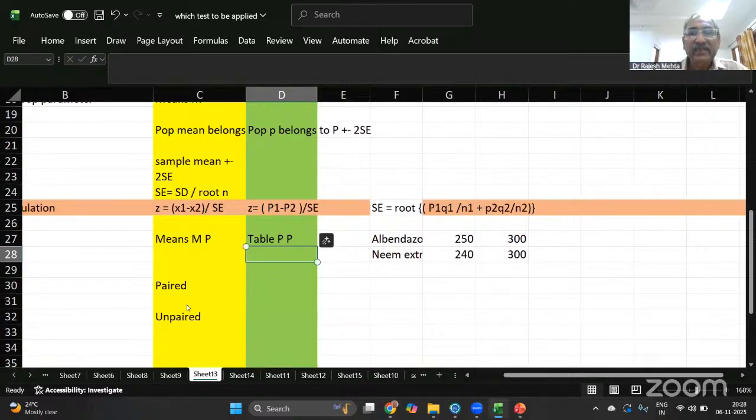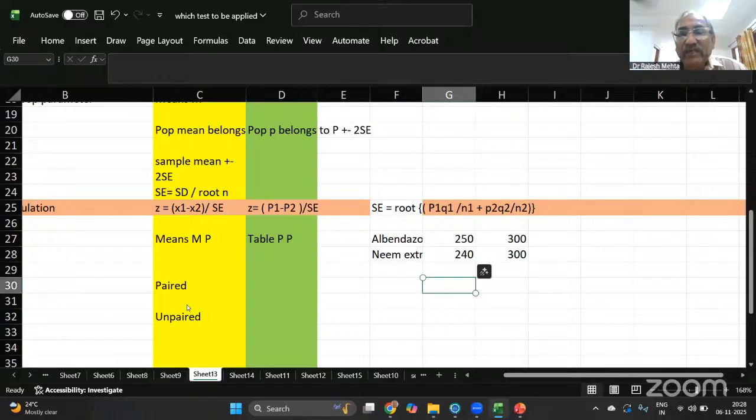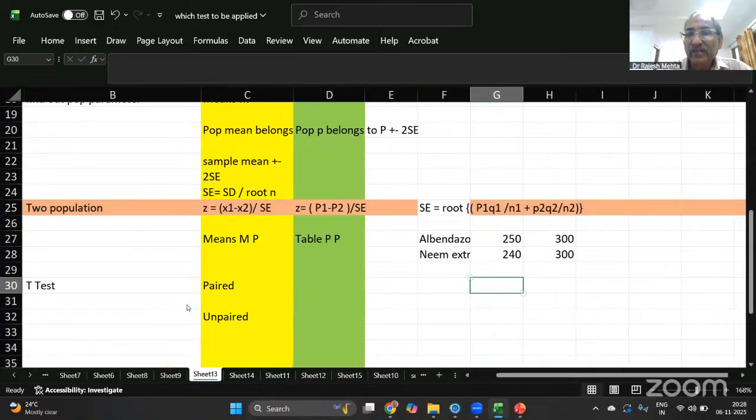If it is a proportion, for example, albendazole and neem, etc., you are comparing 250 out of 300, and so on. How many recovered out of 300? In this case, it is P1 Q1 upon N1 plus P2 Q2 upon N2. P1 means successfully treated, Q1 means not. So in this case, take the percentage of 250 out of 300, and not cured is Q1, divided by 300. If you then take the total and the root, that will be the standard error of difference between two proportions.